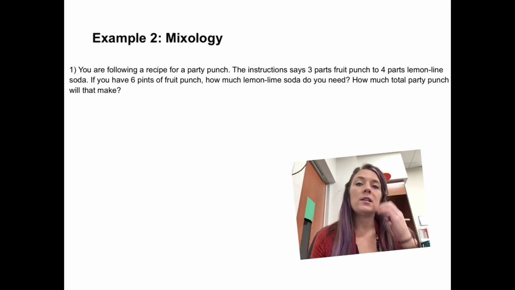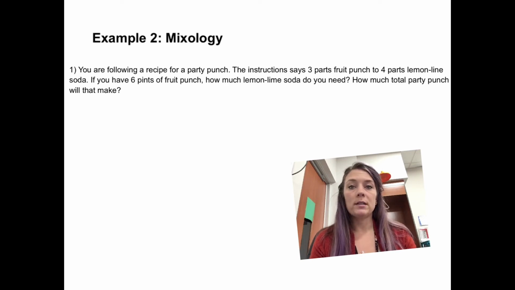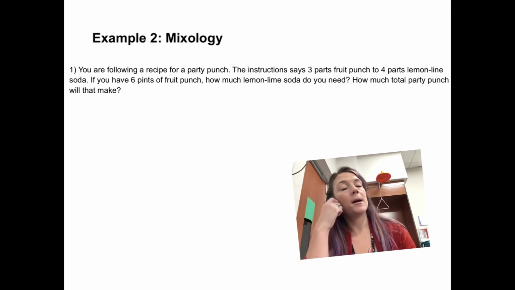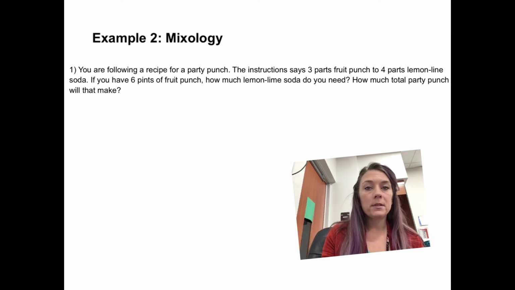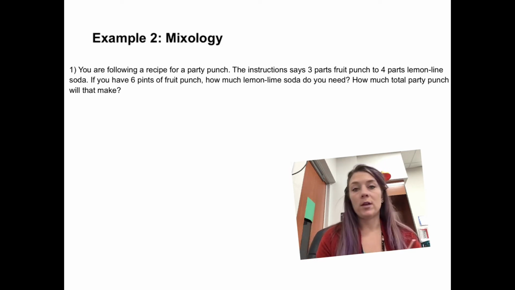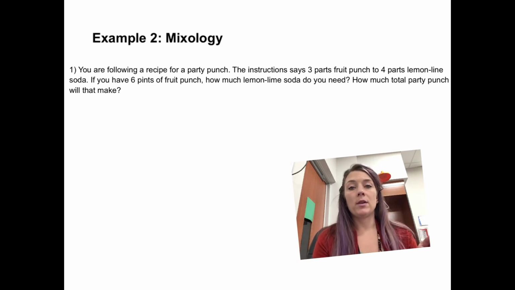That's why it says 3 parts to 4 parts. It doesn't matter what the parts are, but they do have to be the same. In other words, you can't have 3 gallons of the fruit punch to 4 cups of the lemon lime soda, because that is not the correct ratio. That's not the correct relationship between those two things in the recipe. So the parts are allowed to be whatever they want as long as they are the same.